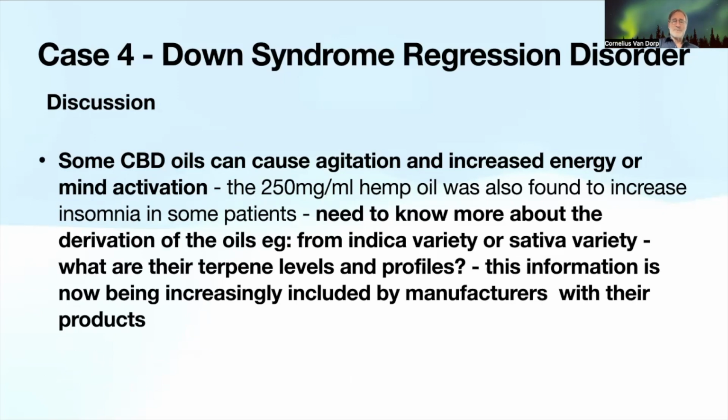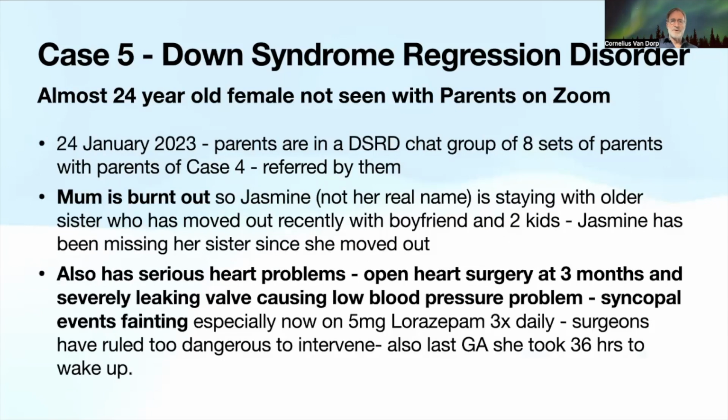So the lesson there is that we need to know more about the derivation of the oils. Are they from an indica variety or a sativa variety? What are their terpene levels and profiles? This information is actually now being increasingly included by manufacturers with their products.